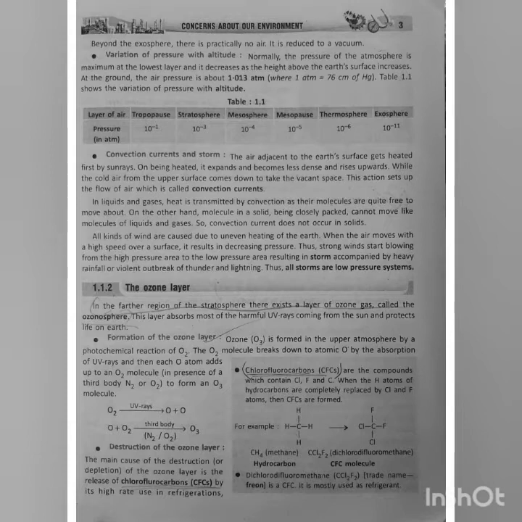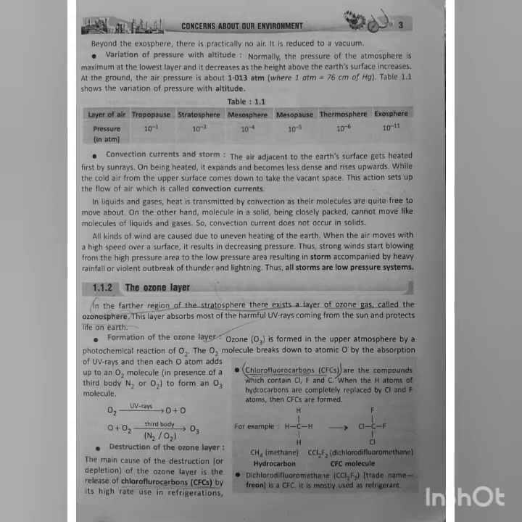All kinds of wind are caused due to uneven heating of earth. When the air moves with a high speed over a surface, it results in decreasing pressure. Thus, strong winds start blowing from high pressure area to low pressure area, resulting in storm. You have learnt about how the storms are formed in your geography class.